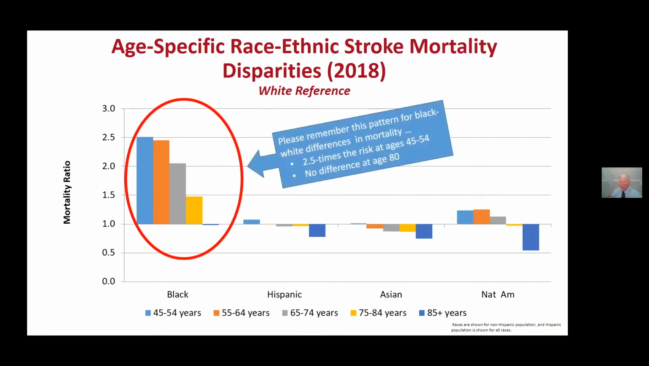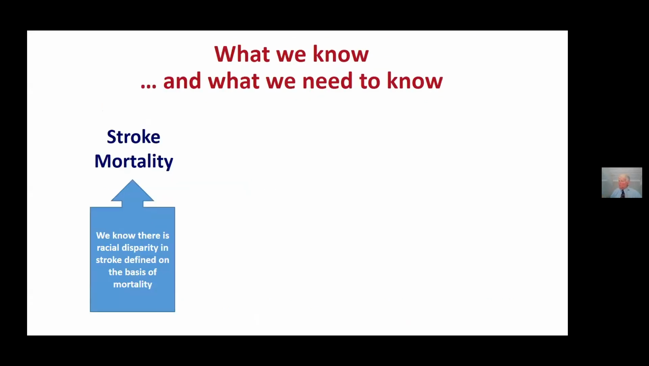And I would like to ask you for this lecture, if you'd please remember this pattern of Black-white differences in mortality. Specifically, I'd like you to remember that it was 2.5 times bigger at ages 45 to 54. And that it decreases with age. And by age 80, the disparity sort of goes away. We'll come back to that later in the lecture. So, what do we know and what do we need to know to reduce that disparity?